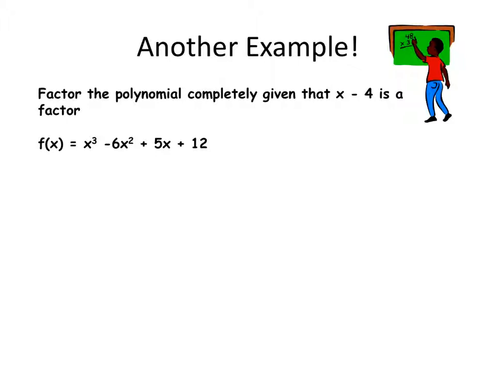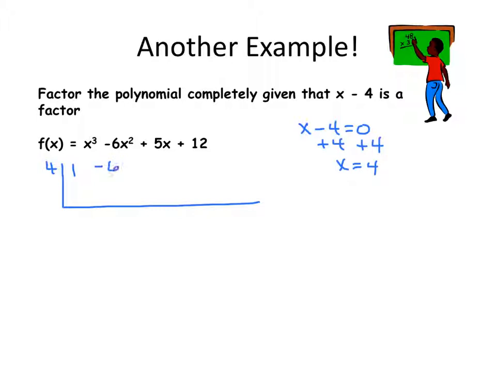So we're going to do x minus 4, set it equal to 0, solve for x. Make the synthetic division. So we have 1, and then negative 6, and then 5, and then 12. Drop this down. Multiply. Multiply. So it would be negative 3, and then multiply, and we get 0. So we should get 0 because they told us it was a factor.